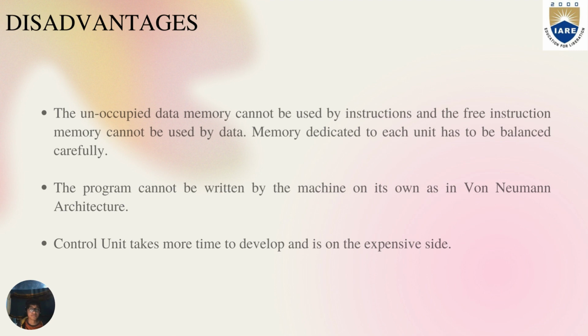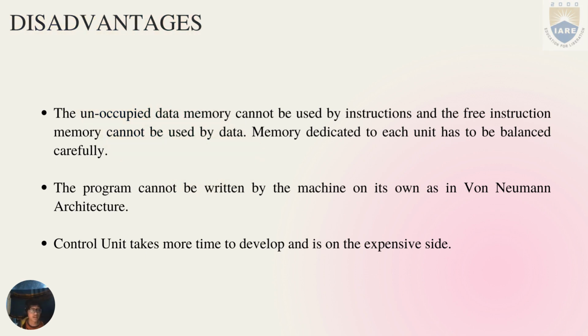Disadvantages. The unoccupied data memory cannot be used by instructions, and the free instruction memory cannot be used by data. Memory dedicated to each unit has to be balanced carefully. The program cannot be written by the machine on its own as in von Neumann architecture. The control unit takes more time to develop and is on the expensive side.